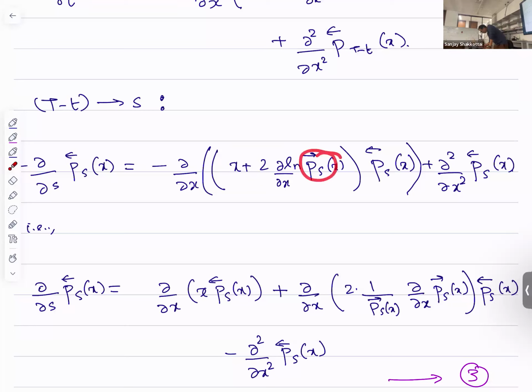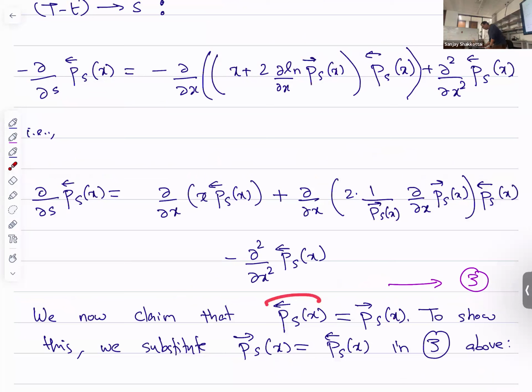I get, this is a forward. So I get a 1 by P forward times P forward. There's a P backward, diffusion of P backward. Now I claim that P forward is same as P backward. I'm assuming every solution is unique.